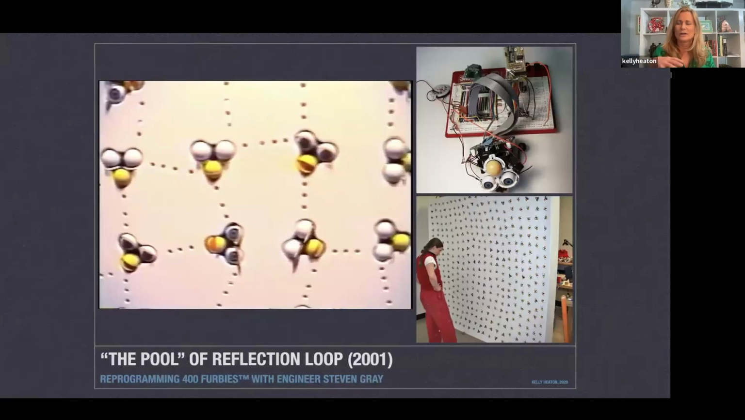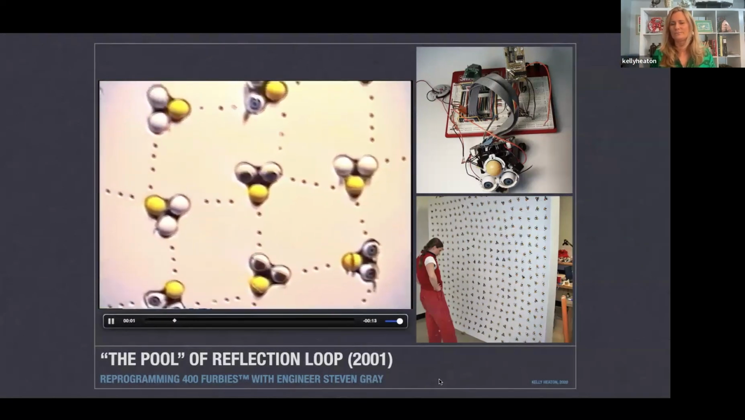And then I literally took, I got in trouble for this, because I placed an order for 400 limited edition Christmas Furbies with my MIT Media Lab budget, and that was not appreciated, but it happened. And I worked with an engineer to reprogram them to make a giant mirror that reflects your body when you stand in front of it. And if you look at the eyes and the beak of the Furby, it looks like a water molecule. So it was really like a narcissus pool rendered in machine intelligence.